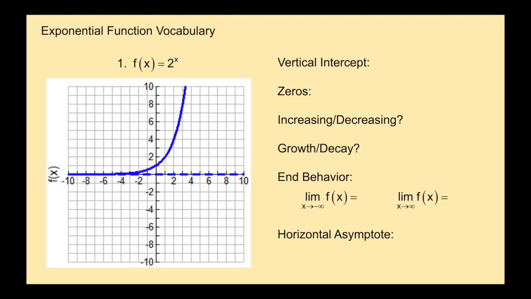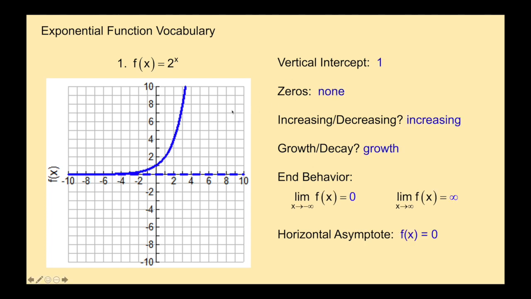Now for this first one, I'm going to go ahead and put the answers up, and I'm going to describe this as I go through. So first of all, vertical intercept, that's going to be vertical meaning vertical axis, intercept meaning where that crosses. And so this one crosses right here, and that's at +1. Next, the zeros are where the graph is going to cross over the x-axis. And in this case, it doesn't ever touch the x-axis.